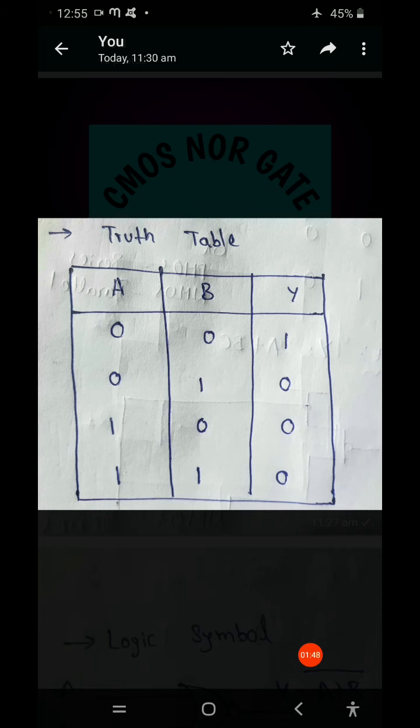And next, this is the truth table for the CMOS NOR gate. Just now we discussed that whenever any input is 1, the output will be 0. In the first condition, both inputs are 0, there is no 1 input, so the output will be 1. In this condition one 1 is there, in this condition one 1 is there, and in this condition both are 1. If any input is 1, the output will be 0. So this is the truth table for the CMOS NOR gate.